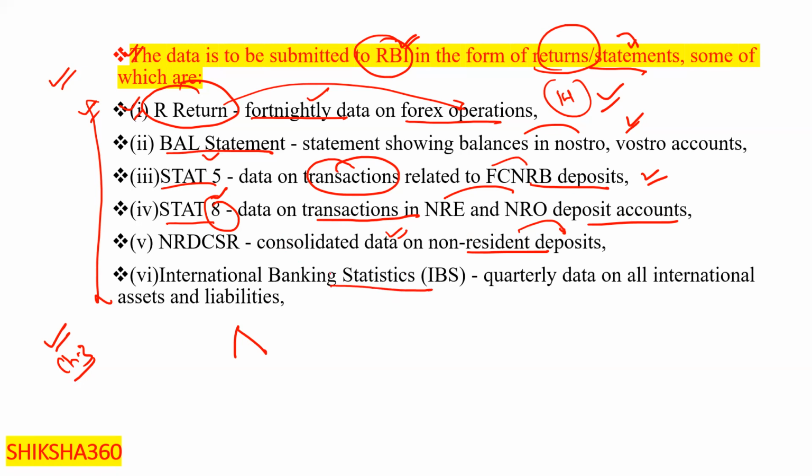IBS stands for the International Banking Statistics, and it is a quarterly data on all international assets and liabilities.